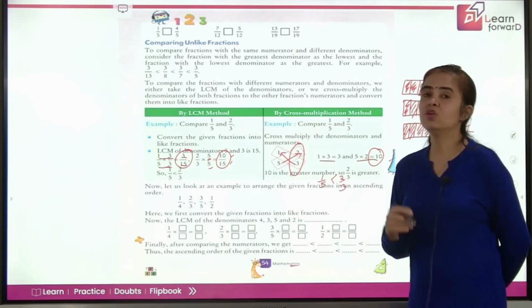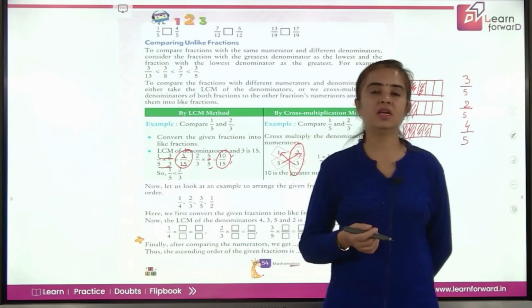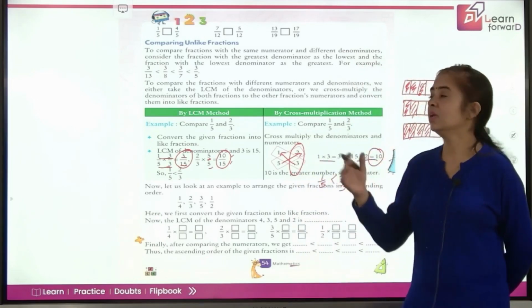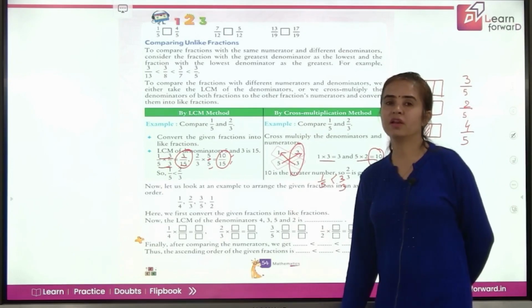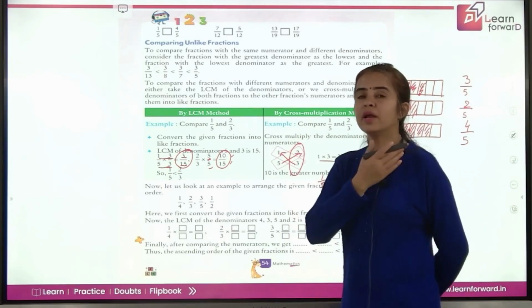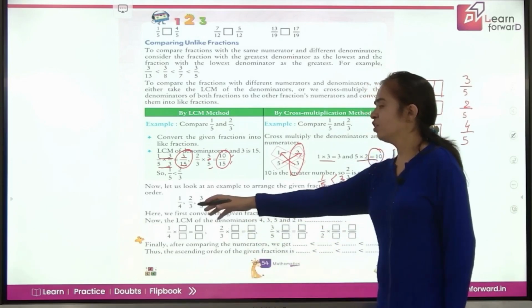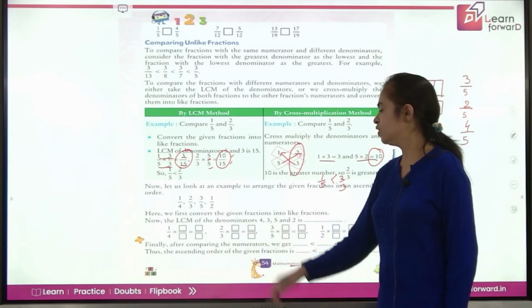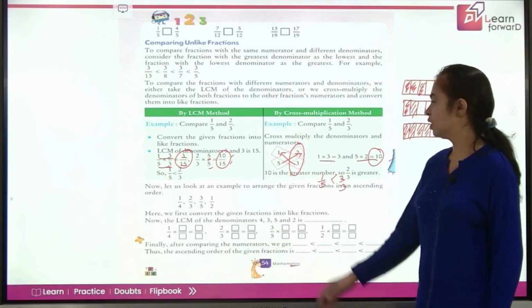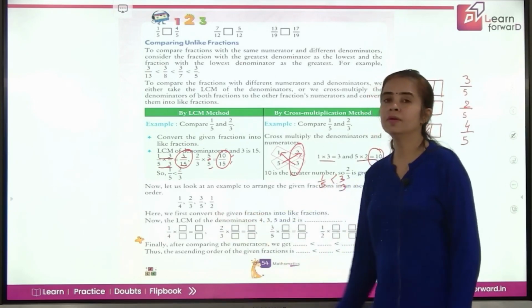But when you have to compare more than two fractions, you have to arrange them in ascending and descending order. Then your LCM method is more convenient, because you can look at all the fractions at a time in a single go. So if you have your fractions 1 by 4, 2 by 3, 3 by 5 and 1 by 2, we first find out the LCM. What is the LCM of the denominators 4, 3, 5, 2?